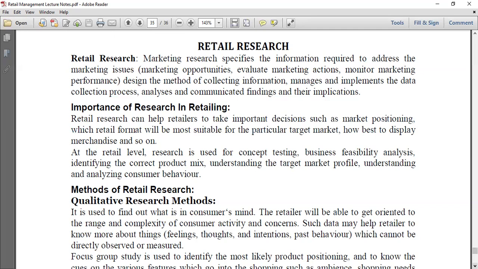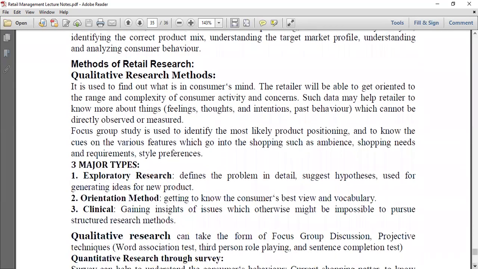Now, retail research is used as a concept for testing, for business feasibility analysis, identifying the correct product mix, understanding the target market profile, and understanding and analyzing consumer behavior. In all these ways, retail research helps an organization. Now, let us look at the methods of retail research.